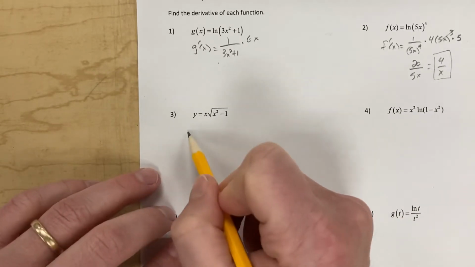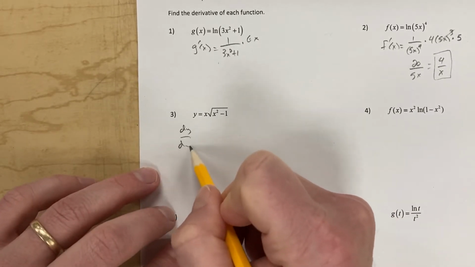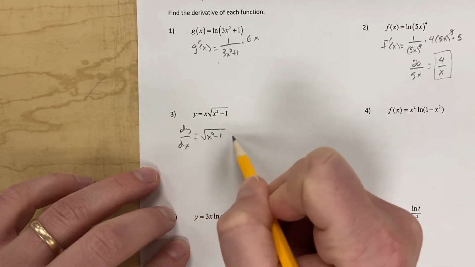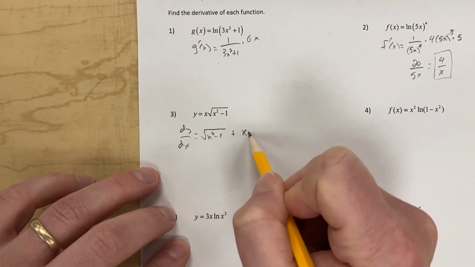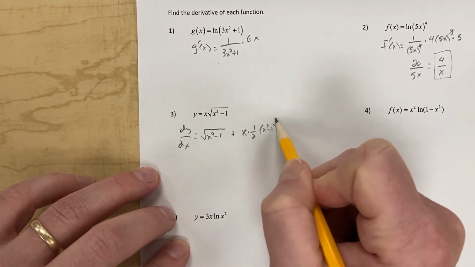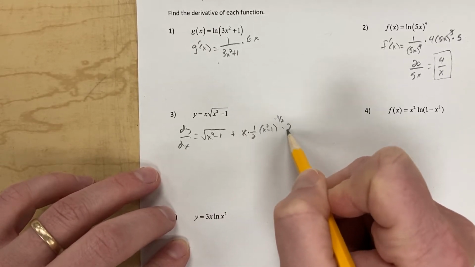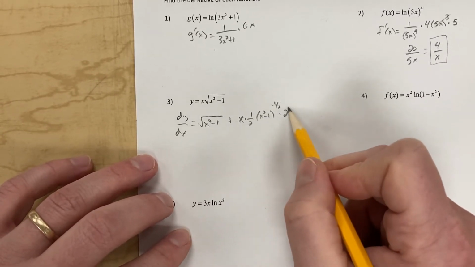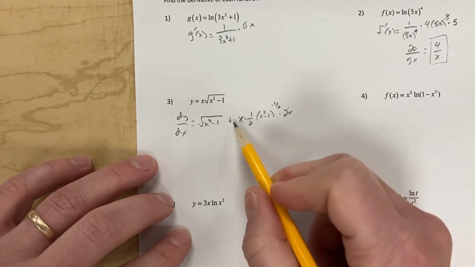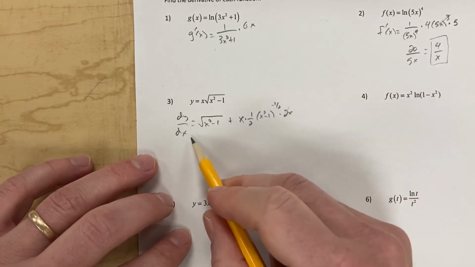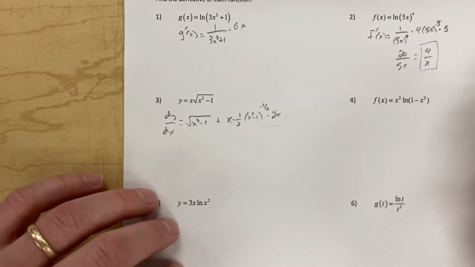Number 3 is a product rule, so dy/dx is going to be the derivative of x, which is 1, times square root of x squared minus 1 as is, plus x times the derivative of that, which is 1/2 (x squared minus 1) to the negative 1/2 times 2x. Now that's up to you again. You could have the 2 and the half cancel. You could make it x squared over square root of x squared minus 1. That part's up to you. But this right here would be our product rule.